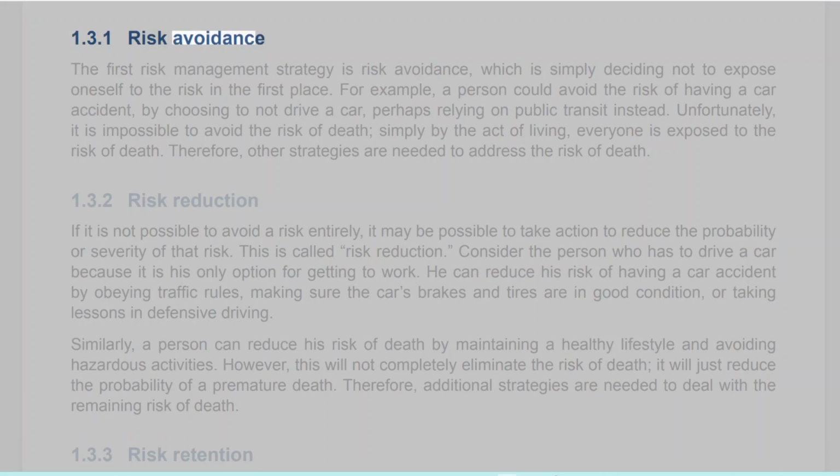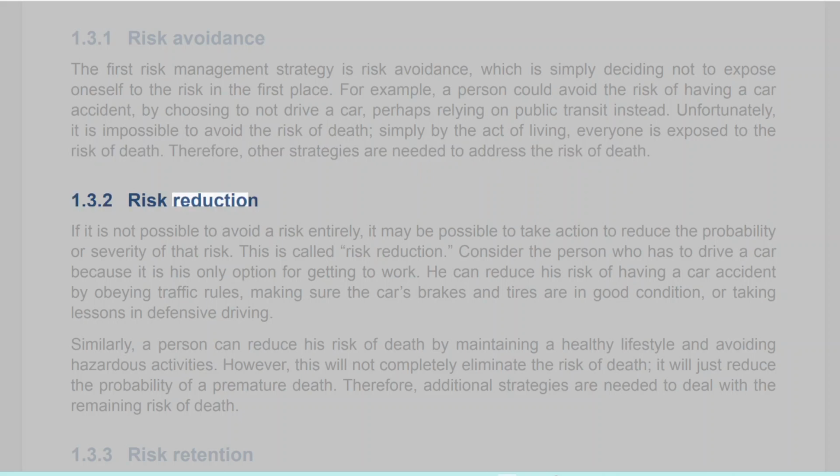1.3.1 Risk Avoidance. The first risk management strategy is risk avoidance, which is simply deciding not to expose oneself to the risk in the first place. For example, a person could avoid the risk of having a car accident by choosing to not drive a car, perhaps relying on public transit instead. Unfortunately, it is impossible to avoid the risk of death. Simply by the act of living, everyone is exposed to the risk of death. Therefore, other strategies are needed to address the risk of death.